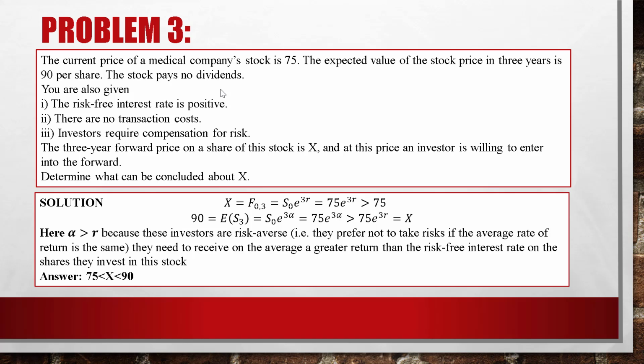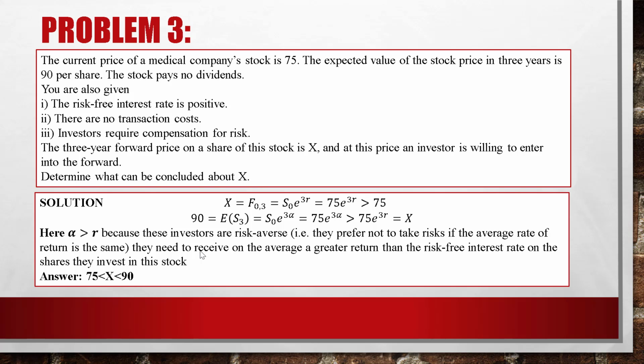And now let's consider the number 90. 90 is the expected value of the stock price in 3 years. So 90 is the expected value of S3, and it is equal to S0 e to the 3 alpha instead of r. It is equal to 75 e to the 3 alpha, and this is greater than 75 e to the 3r in this problem. And so of course 90 is greater than X. The explanation for alpha being greater than r is that the investors are risk averse, meaning they prefer not to take risk if the average rate of return is the same.